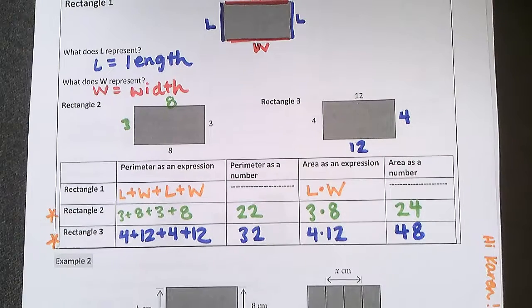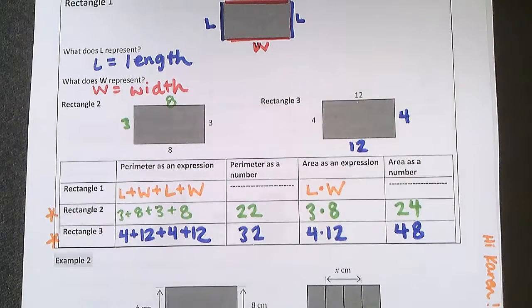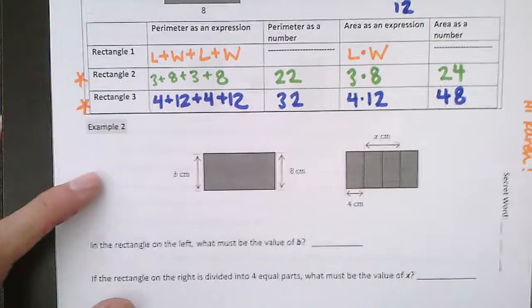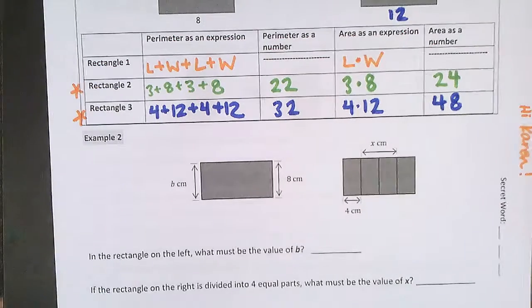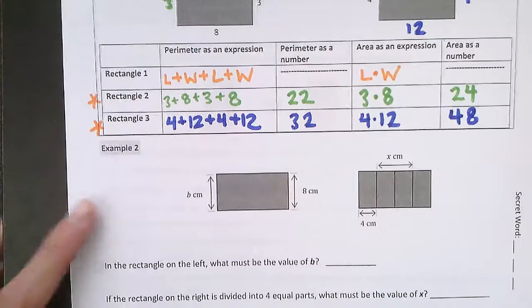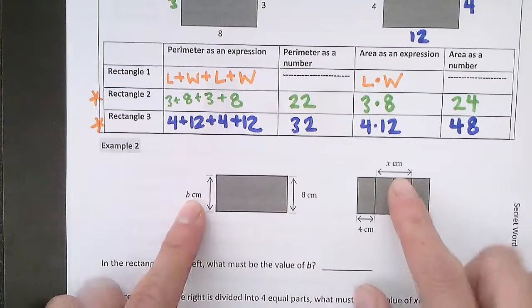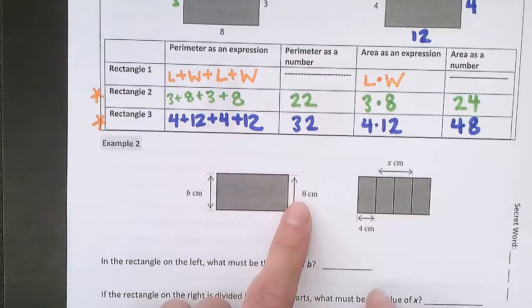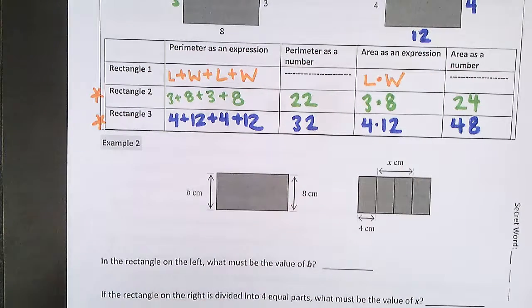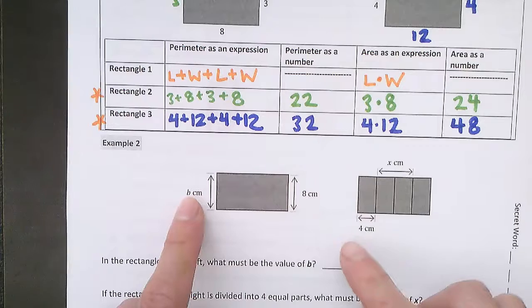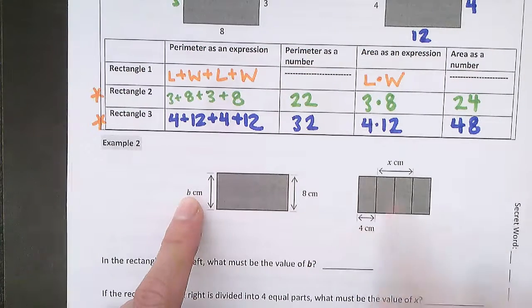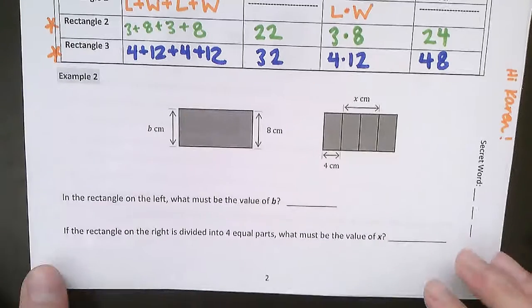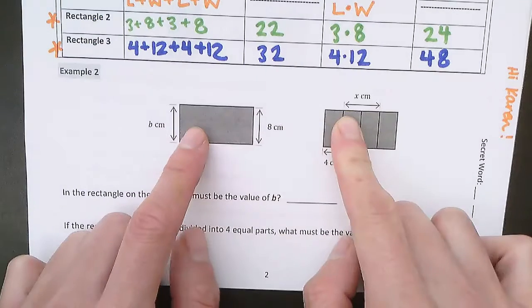All right, now let's take it up another level. In example 2, it's giving you variables for some of the lengths, but it's also giving you some hints about other measurements of the rectangle so that you can try to figure out what number the variables represent. It's like a little bit of a mystery. You got to figure out what the variables equal based off of the clues that they give you.